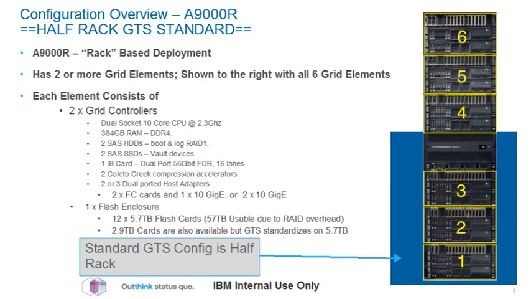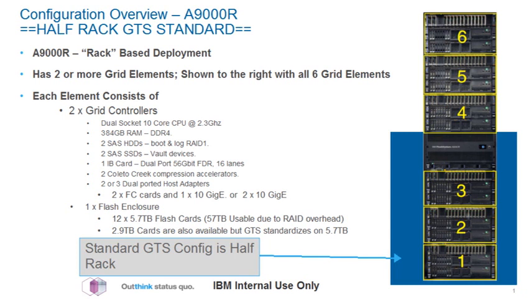On slide 2, I'll take a quick overview of the A9000R and its specific specifications. The R denotes a rack-based deployment. It has 2 or more grid elements. You can see it on the right of the slide with all 6 grid elements enabled. In the middle is a switch and passive backplane. You'll see that in all configurations with either 2 or 6. It doesn't matter. That's always there.